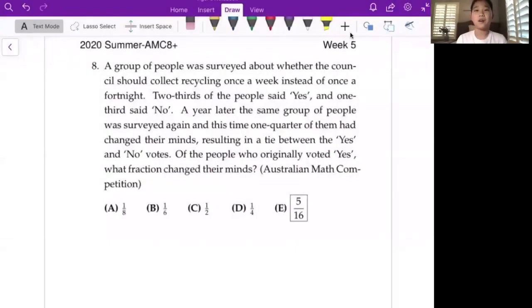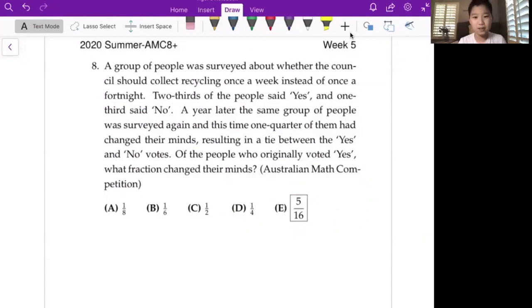Problem 8. A group of people was surveyed about whether the council should collect recycling once a week instead of once a fortnight. 2/3 of the people said yes, and 1/3 said no. A year later, the same group of people was surveyed again, and this time 1/4 of them had changed their minds, resulting in a tie between the yes and no votes. Of the people who originally voted yes, what fraction changed their minds?